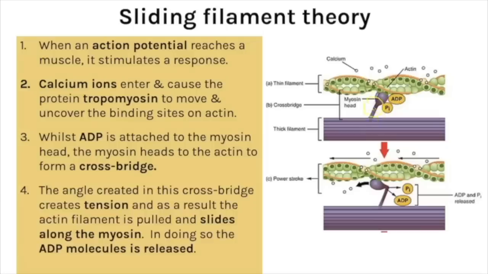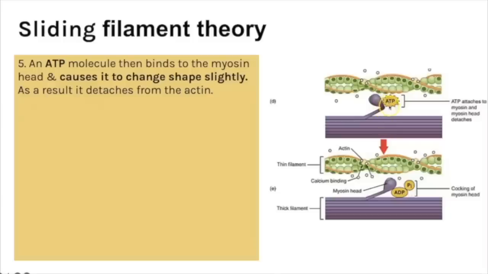The angle that this creates with the myosin head binding is going to result in some tension, and that causes this pulling or sliding action of the actin along the myosin. And we call that the power stroke, which we can see just here, when that head causes the actin to slide along. Now, in that power stroke action, the ADP and Pi are released. ATP is the molecule that then binds to the myosin head and causes it to change shape slightly, and as a result, it detaches from the actin molecule.